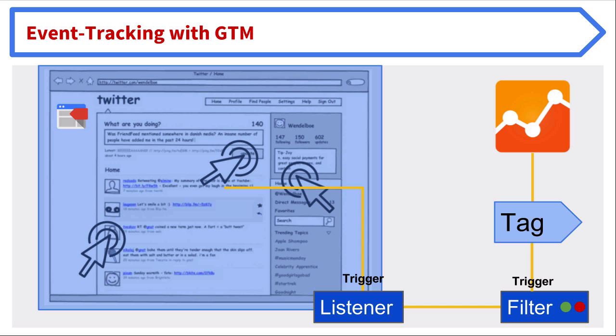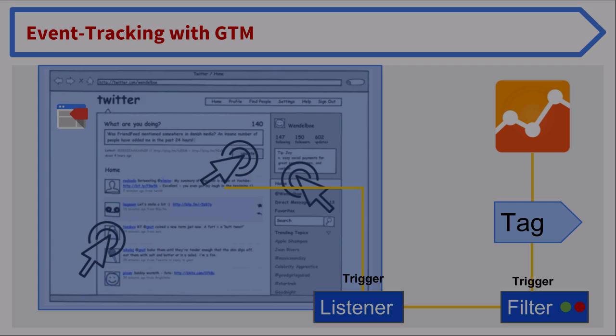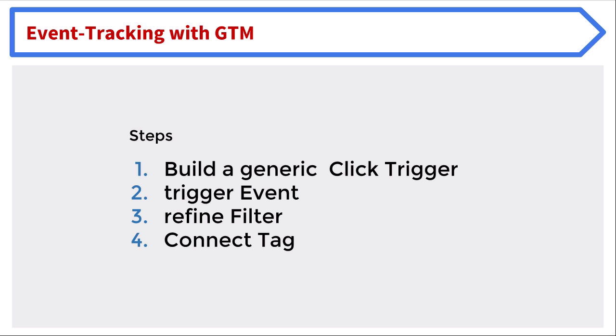Now to make this all happen, we will follow 4 different steps. First of all, we will build a generic click trigger. Then we'll trigger our event, see how our variables get filled, and then refine our trigger, make it into a specific one that only fires on our buttons. And once we have the trigger ready, we can then connect it to our event tag.